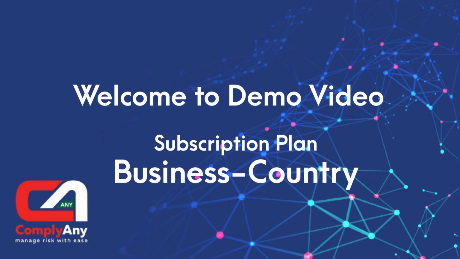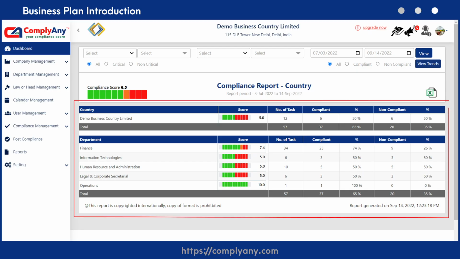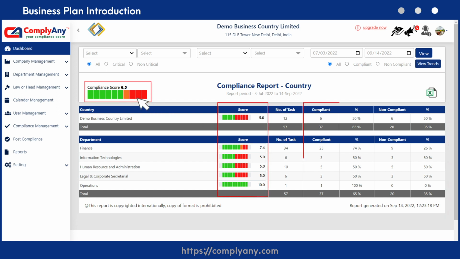Warm welcome to ComplyAny. After login, you see the compliance score of entities and departments. The maximum score is 10. It is based on compliant tasks divided by total tasks.